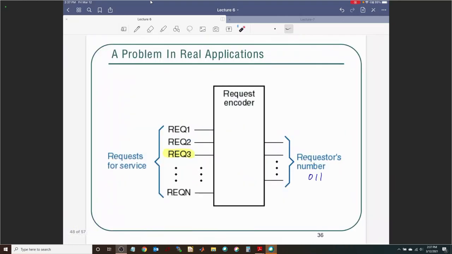We looked at a real world application in which you could have a request encoder where several people are requesting for service, and based on which person is requesting for service, you would encode their request into a number form. So for example, if request 3 is active, you would encode that into a 011 sequence, and that would be the requester's number.